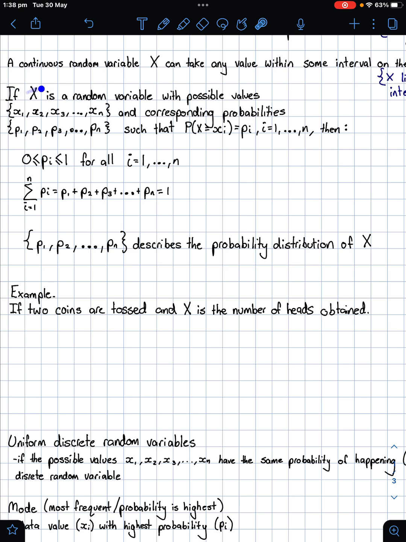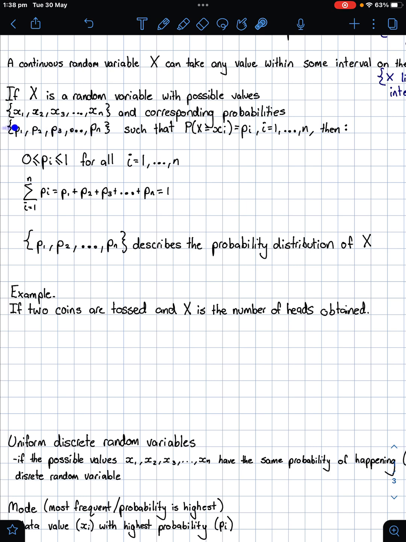If we have a discrete random variable, X is a random variable with possible values. I've just got them as X1, but this would be your first possible value. So if it was rolling dice, it might be 1, 2, 3, 4, 5, and then 6. And then we have corresponding probabilities. Obviously if we're rolling a dice, the chance of rolling a 1 is 1 on 6.